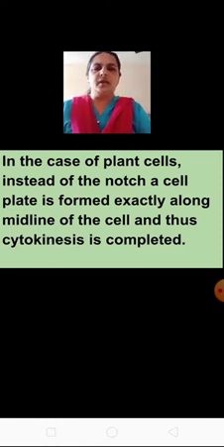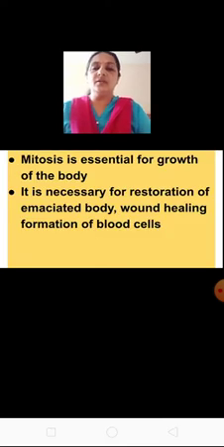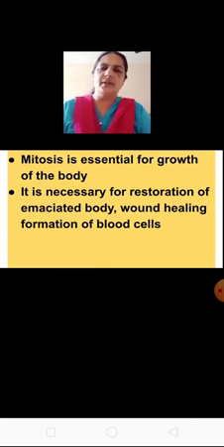Now the next division is meiosis. First, I forgot to tell this point: why mitosis is needed for the body. It is necessary for the restoration of the emaciated body and wound healing. If there is any cut, you can see the next day it slowly starts covering. How does it cover? There is multiplication of cells. For this, mitosis is needed, and also for formation of blood cells.